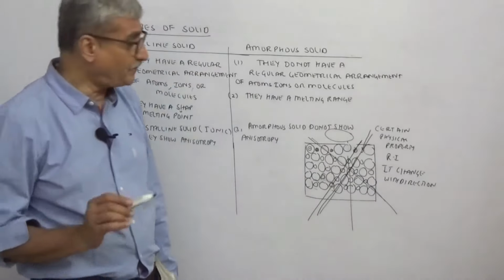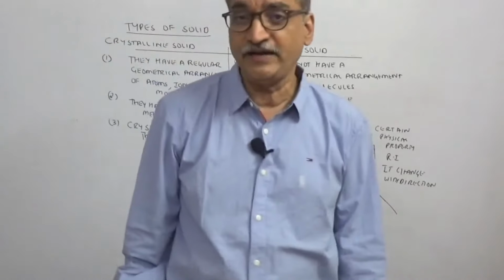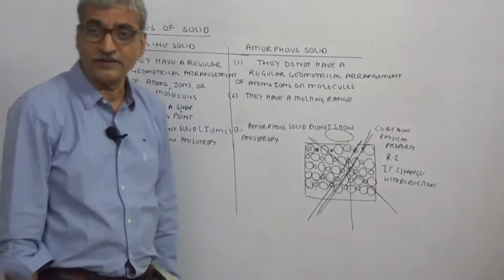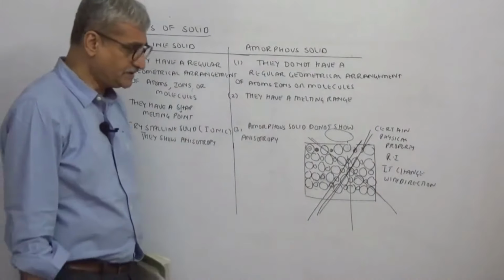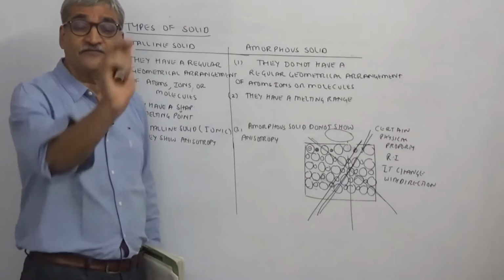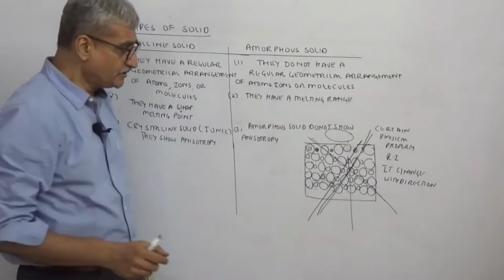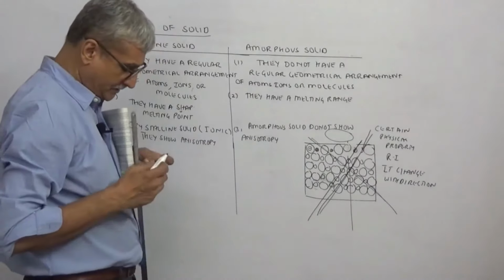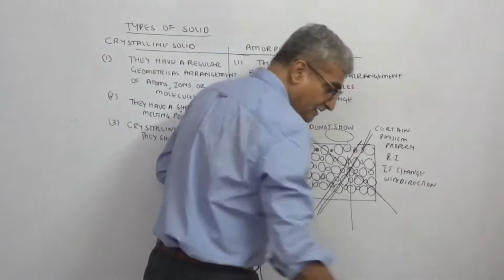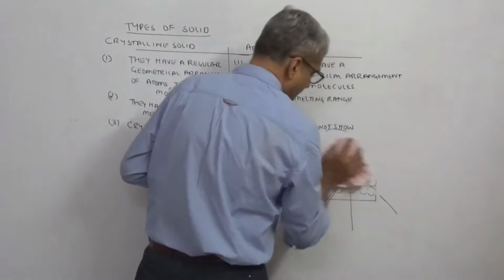So this property, what is anisotropy? Anisotropy is defined as the property of a substance in which the physical property changes with change in direction. So this is true of only crystalline ionic substances.